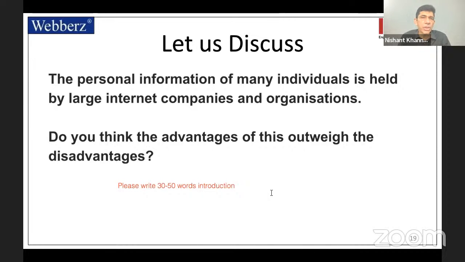The personal information of many individuals is held by large internet companies and organizations. Do you think the advantages of this outweigh the disadvantages? I want a thesis statement and a paraphrasing statement of this. Please write it down. We are running short of time. Please do it fast.